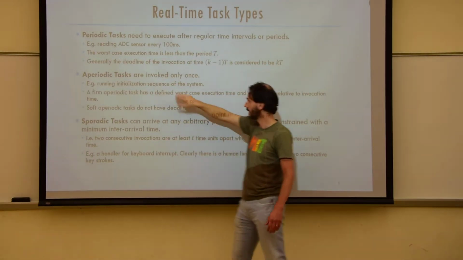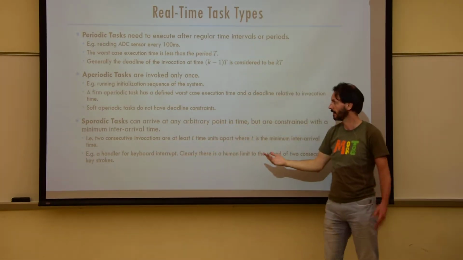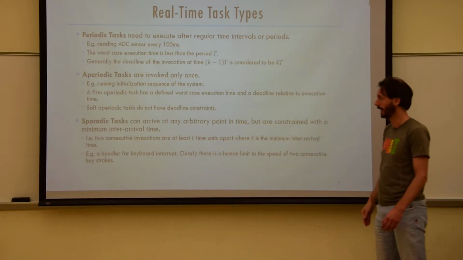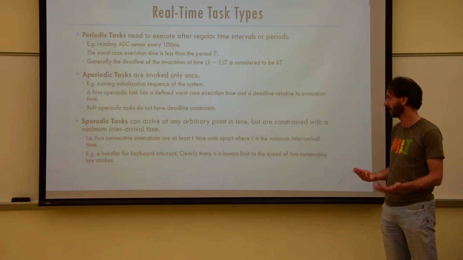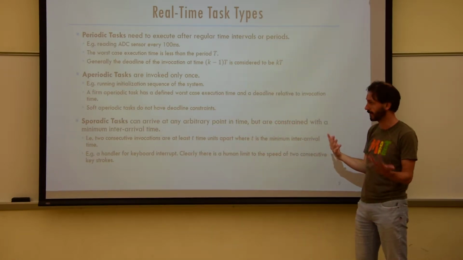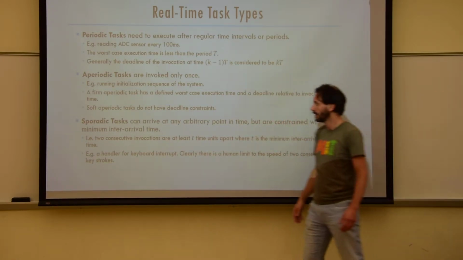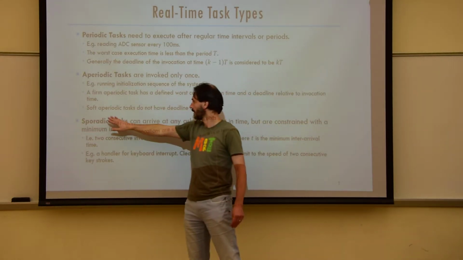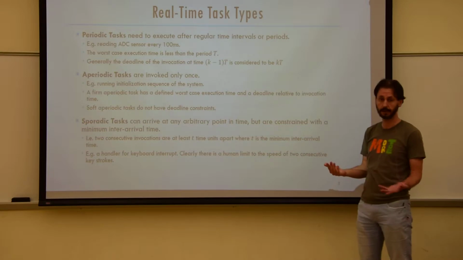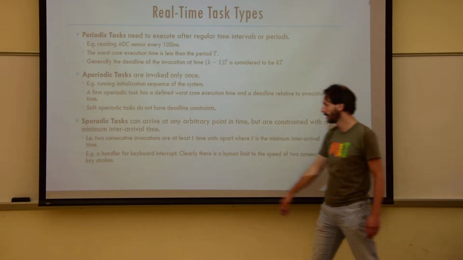Aperiodic tasks are invoked just once, say an initialization sequence. An aperiodic task has a defined worst case execution time and a deadline relative to the invocation time. Soft aperiodic tasks, that's what we call them, do not have any deadline constraints. Then we have sporadic tasks.